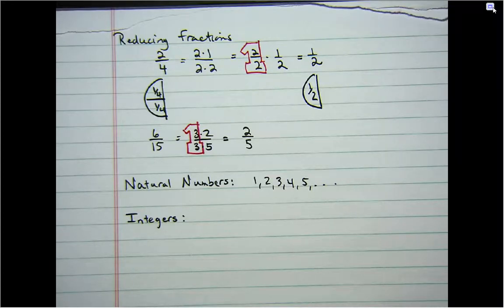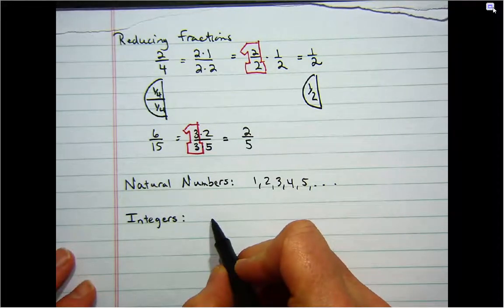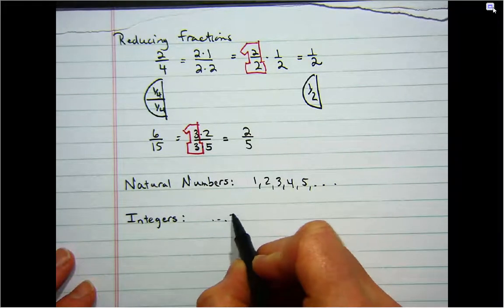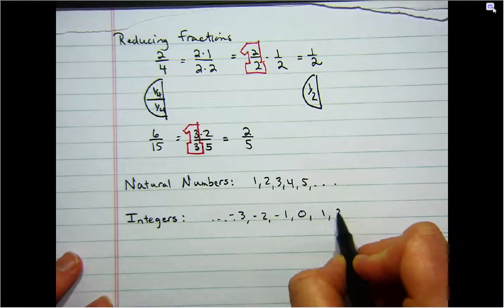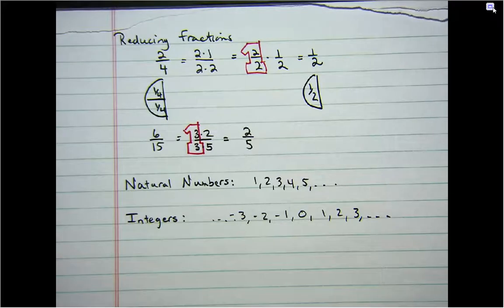Integers are whole numbers. They have no fractional or decimal portion. So they do include negatives. So we'll start with dot, dot, dot to the left, meaning the negatives go on forever too. So dot, dot, dot, -3, -2, -1, 0, 1, 2, 3, dot, dot, dot. So that's a new set of numbers. I don't believe we've talked about them in our class up till today.